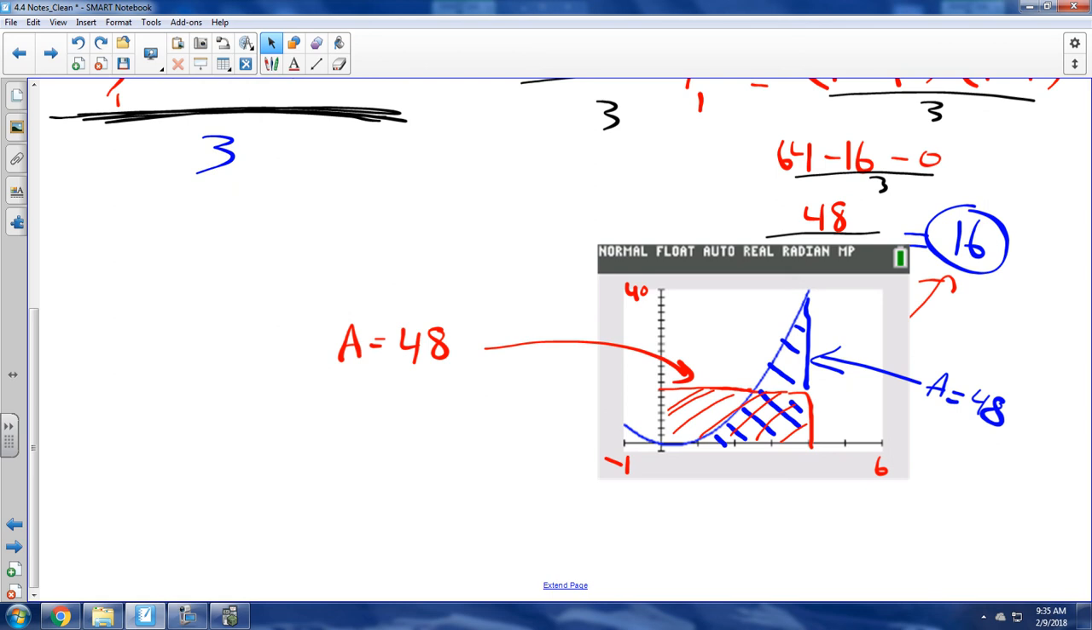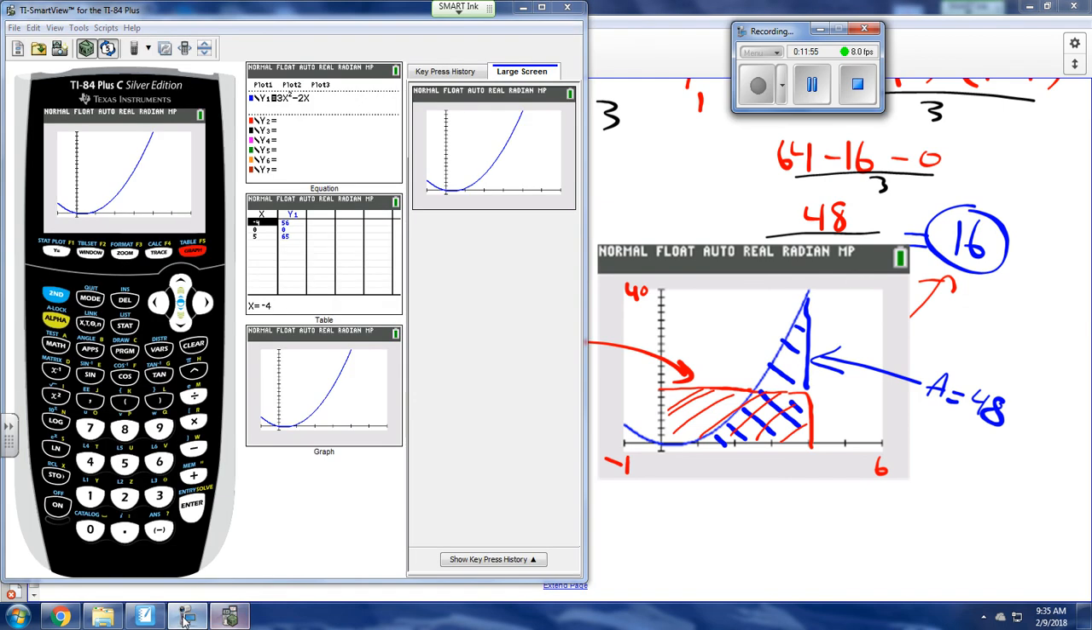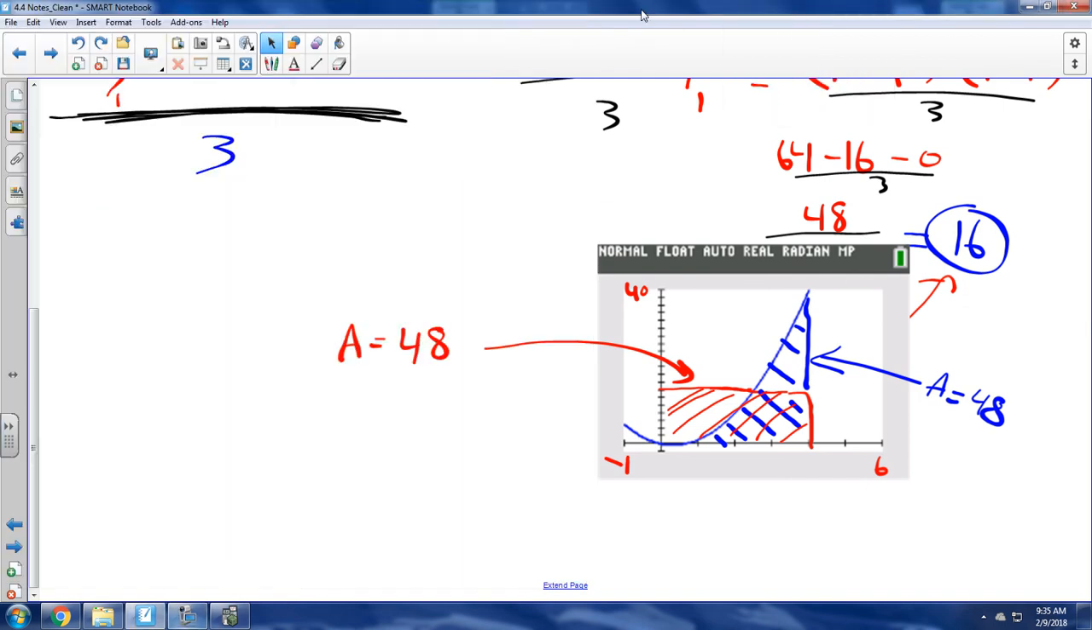Sometimes it's higher, sometimes it's lower, a lot of the times. But that's the average height of the graph. Okay, so that is the average value of a function. And we'll stop there, and then the next one will be pretty straightforward, the next example.